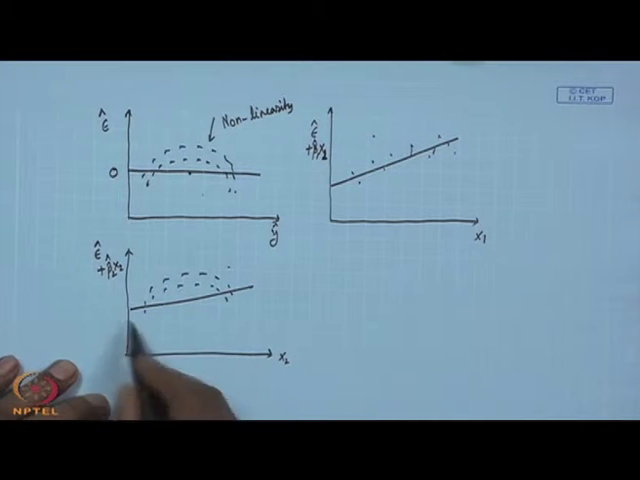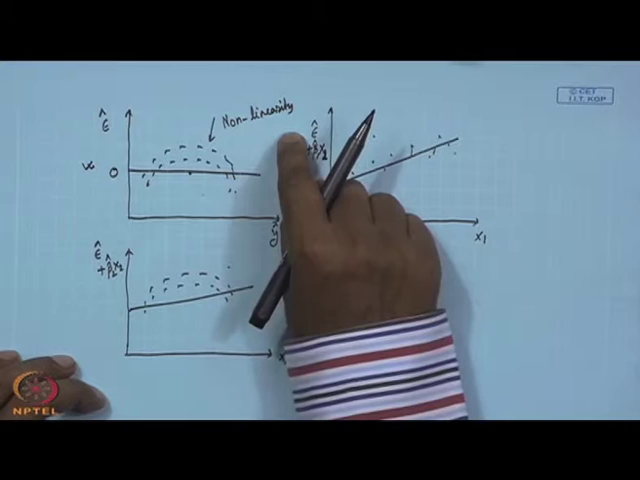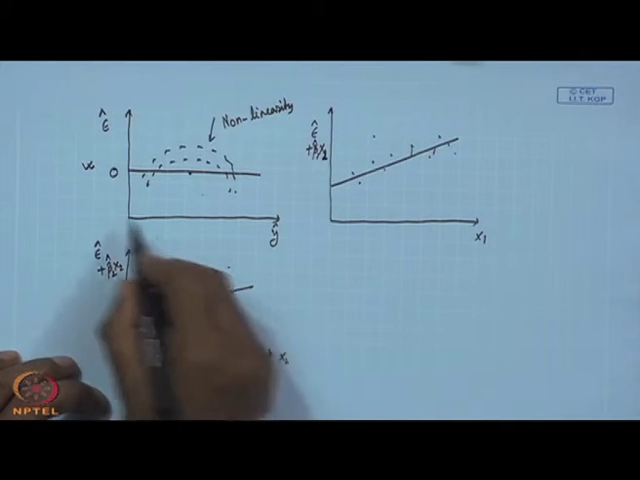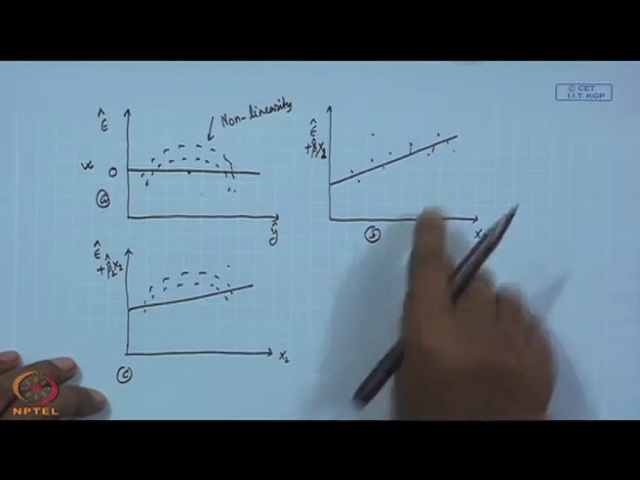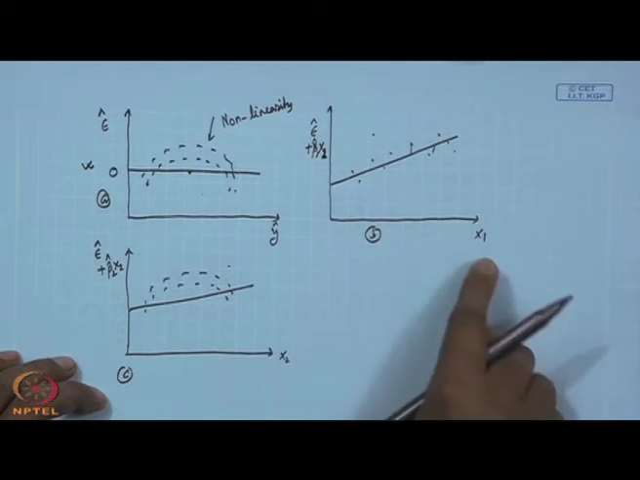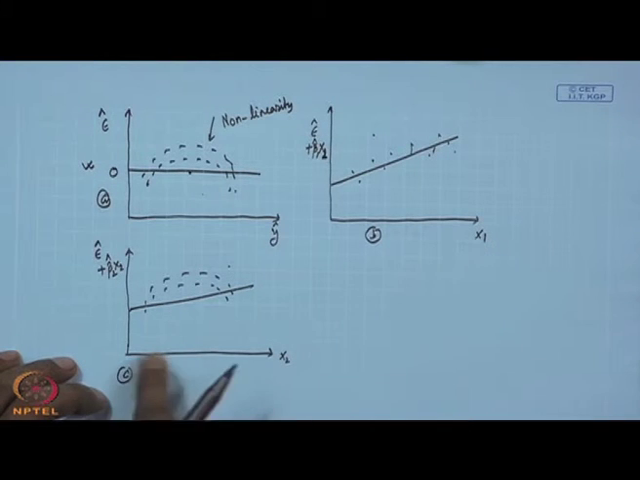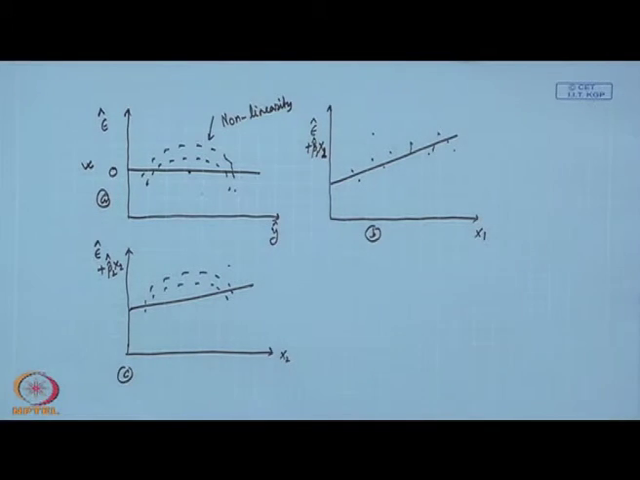Okay. So, the first plot is showing you there is nonlinearity. If I say this is A, then B and C: the second plot is showing that this nonlinearity is not due to x1. The third plot is showing this nonlinearity is due to x2. Okay. Should I repeat?